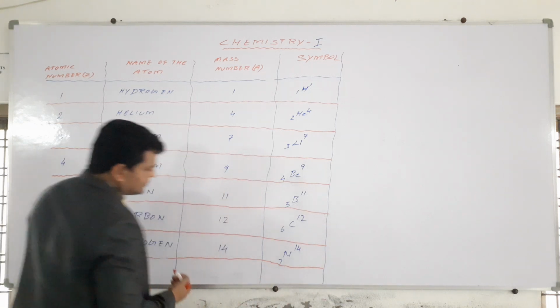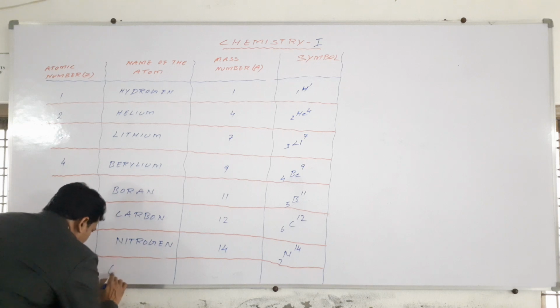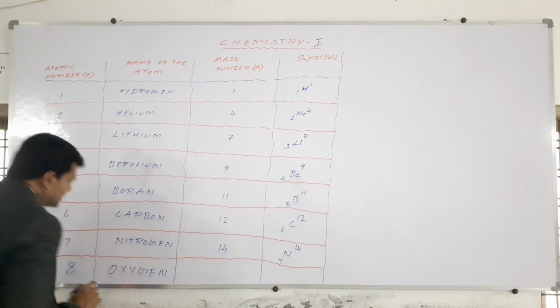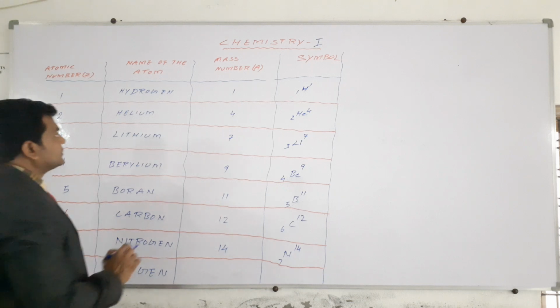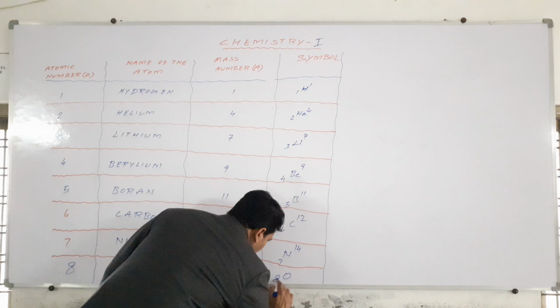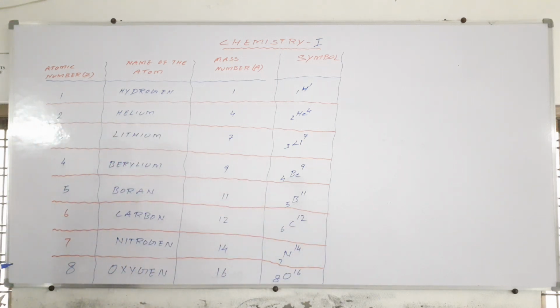Then atomic number 8, oxygen. What is the atom? Oxygen. Mass number 16. Symbol oxygen 8 and 16. Okay. So 8 atoms.